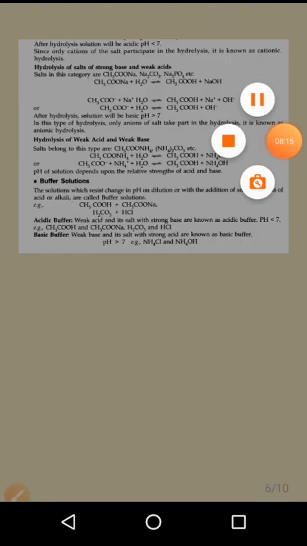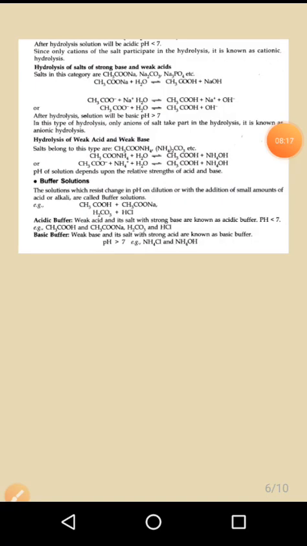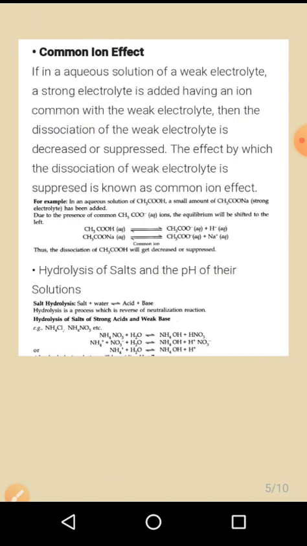After hydrolysis, the solution will be acidic. pH is less than 7. Since only cations of the salt participated in the hydrolysis, here you can see this reaction. It is known as cationic hydrolysis.